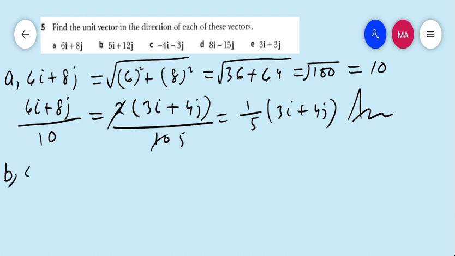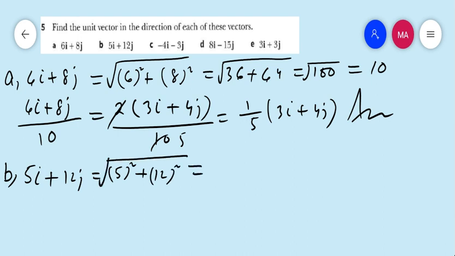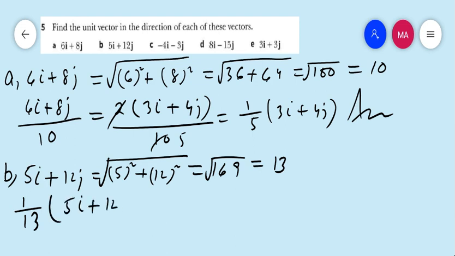Part B is 5i plus 12j. So 5 squared plus 12 squared. 5 squared is 25, 12 squared is 144, so it is 169. The square root of 169 is 13. Therefore, the unit vector is 1 upon 13 into the given vector 5i plus 12j. This is our final answer of part B. Move to part C.